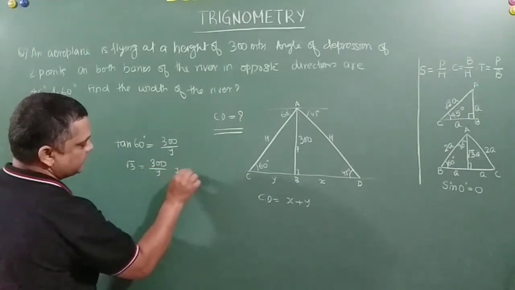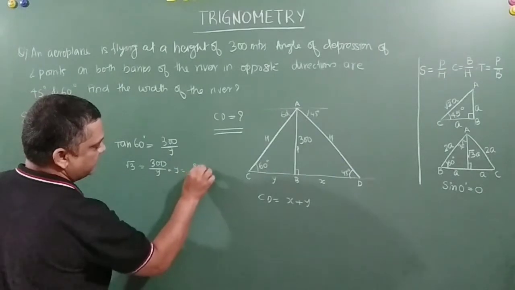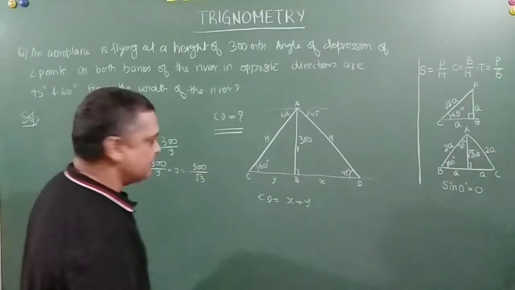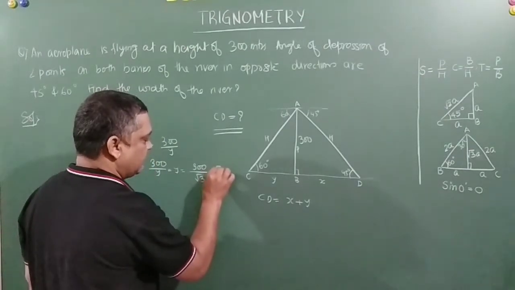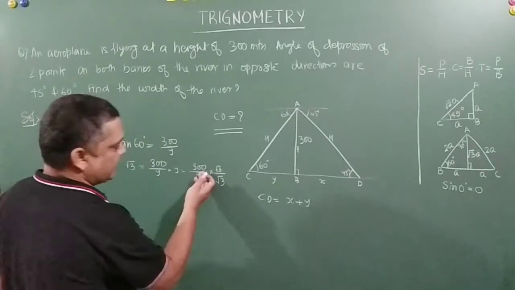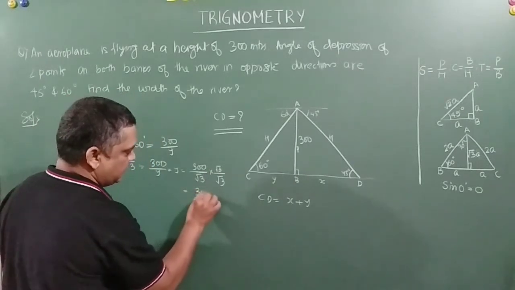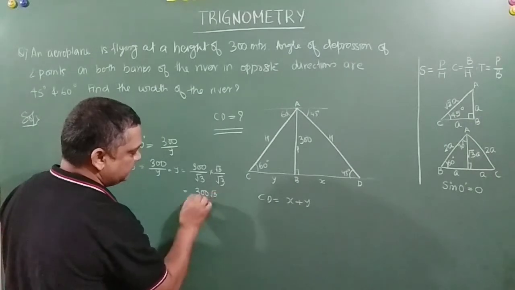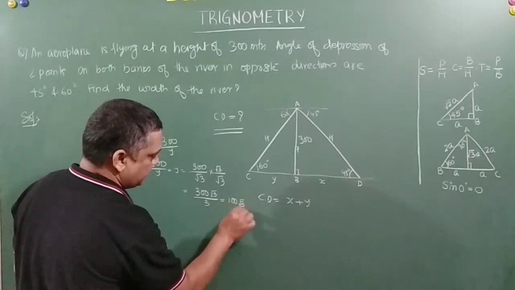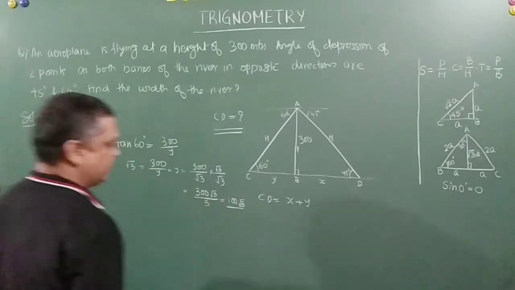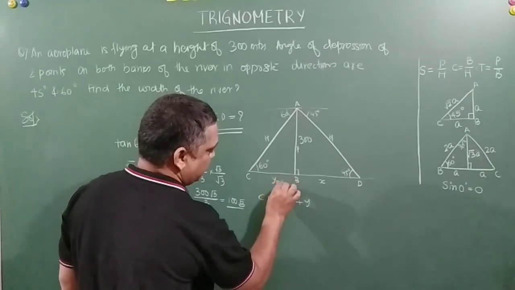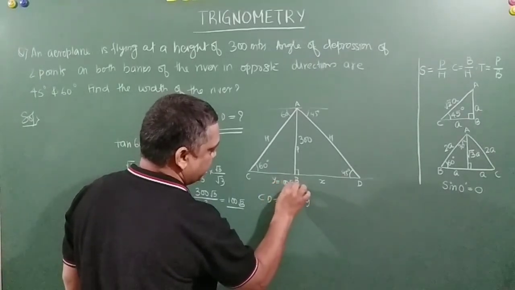So Y is equal to 300 by root 3, right? If we try to rationalize it, friends, then what I do is I multiply root 3 in numerator and denominator. So this becomes 300 root 3 by 3, which is equal to 100 root 3. Right? So we will keep it as 100 root 3. It will be easier for us. So this Y is equal to 100 root 3.